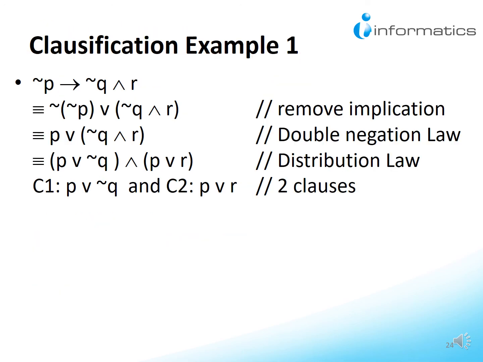Clausification example 1. Assuming we have the following statement, not P implies not Q and R. First step, we remove the implication operator. It becomes not left-hand side or right-hand side. Now we have not P or not Q and R. This not P can obviously be replaced by P using the double negation rule. Again, it's still not in conjunctive normal form, so we can apply the distribution rule and it becomes P or not Q, and P or R, anded together. So we have one clause, two clauses, anded together. We have a statement in conjunctive normal form.